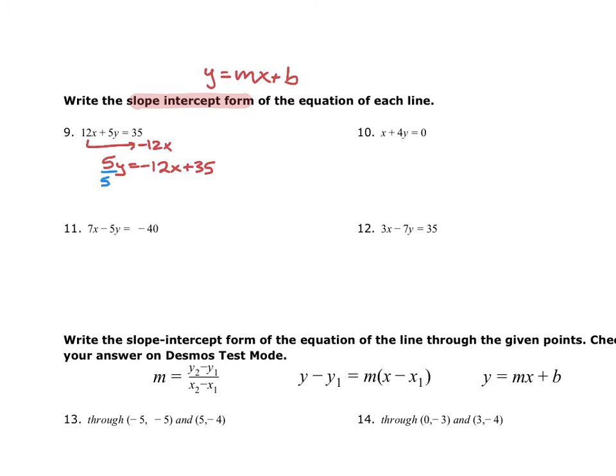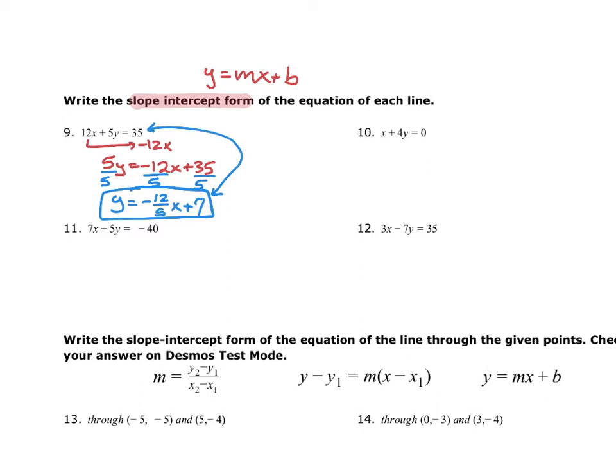Next thing I'm going to do is divide by the number in front of y. When I divide by the number in front of y, I'm going to get negative 2 over 5x. I would reduce that fraction if I could. And 35 divided by 5 is 7. There's the same equation. These two are equivalent, but they're written in different forms.